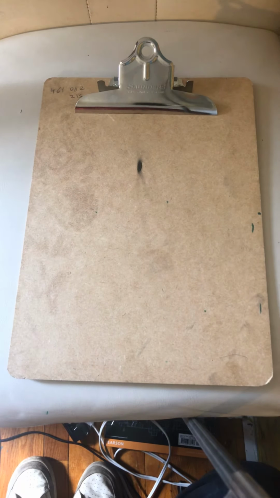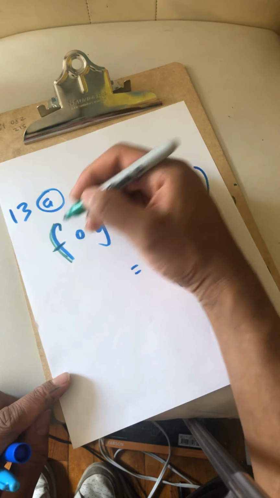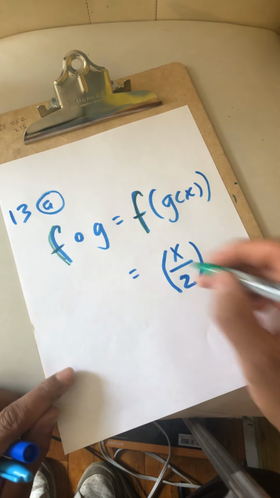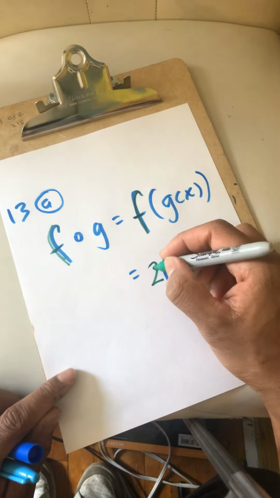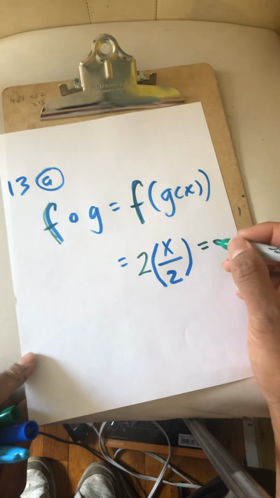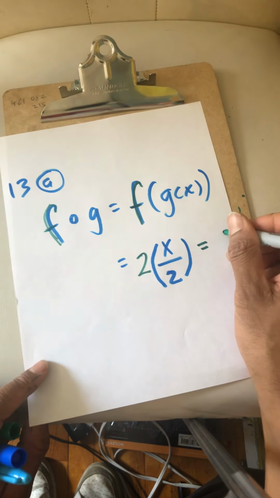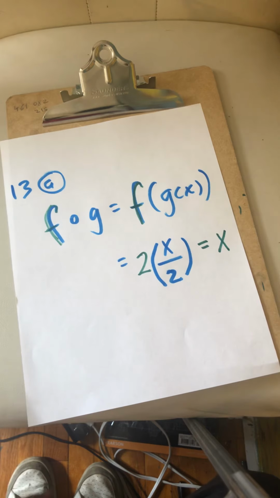And what you're doing to that now is you're operating on that with f. What does f do to its input? Well, f basically multiplies its input by 2. So 2 times, to multiply by 2 after dividing by 2, basically brings you back to what you started with. So 2 times x over 2 is just x.